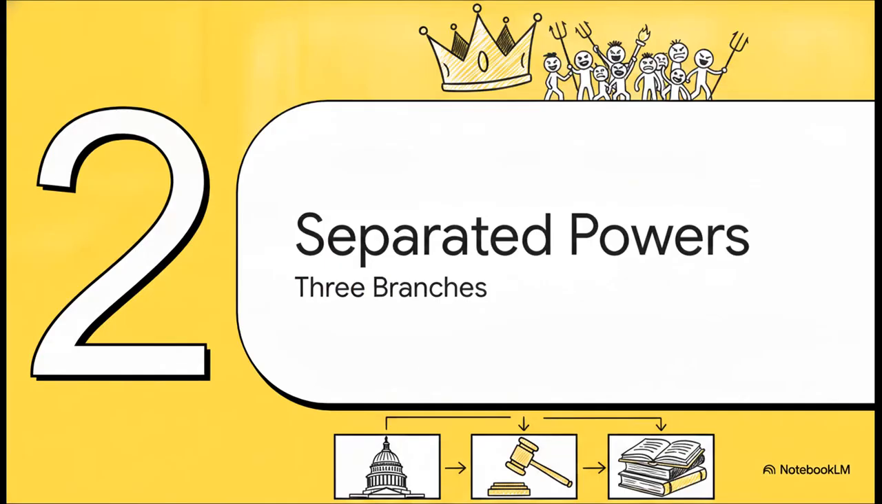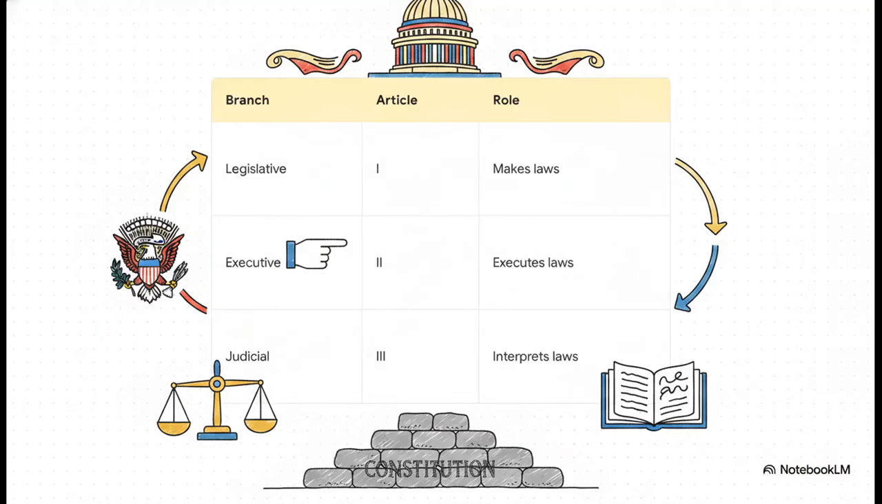Section 2. Modeling separated powers, 3 branches of government. Because of those intense fears of both kings and mobs, the founders created a brilliantly balanced structure. So let's start building our labeled model with the very first layer, separated powers. Instead of putting all the power in one person or one group's hands, the Constitution slices it right into 3 branches. Article 1 establishes the legislative branch, Congress, to make the laws.